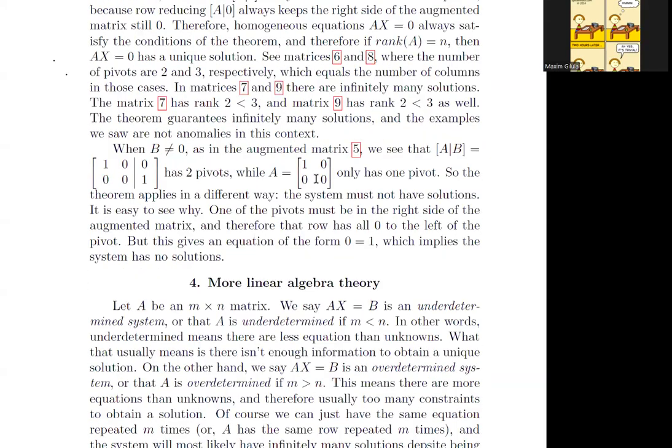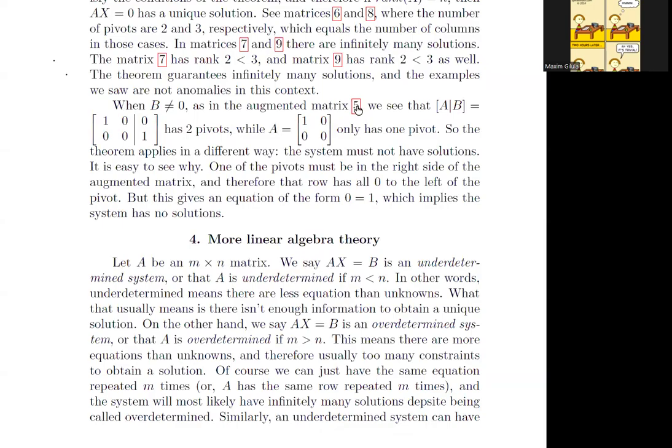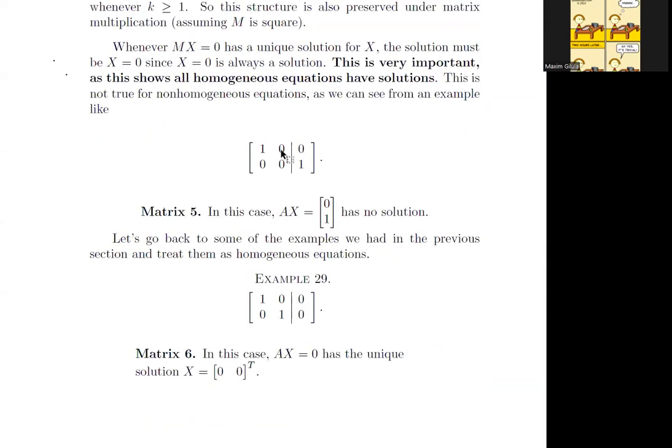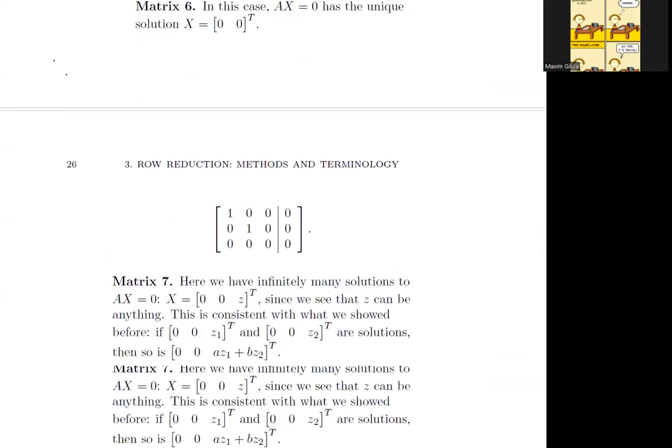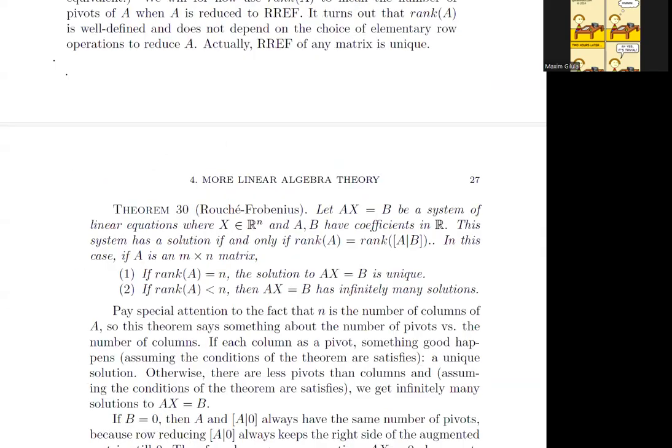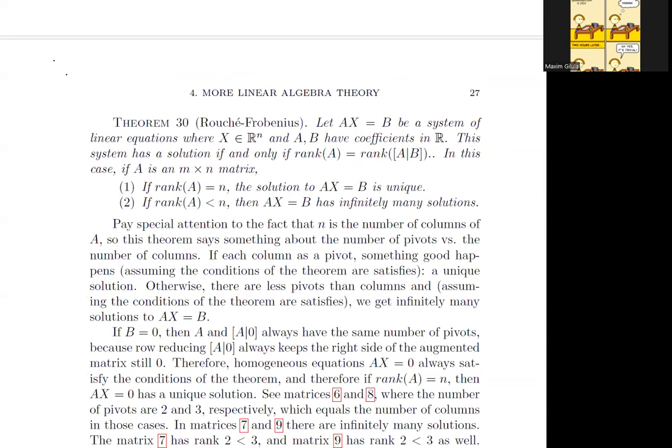So if B is not 0, as in this matrix 5 up here, [A|B] has 2 pivots while A has only 1 pivot. So the theorem tells us that there's no solutions.